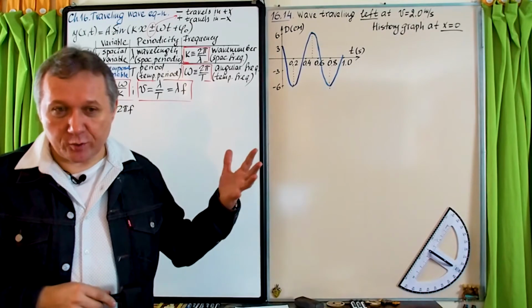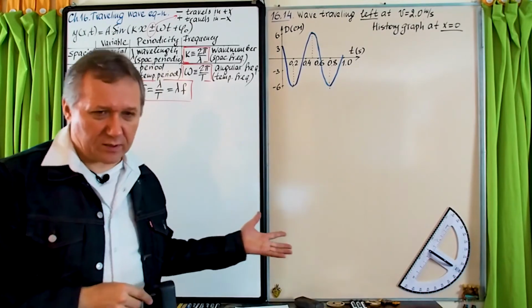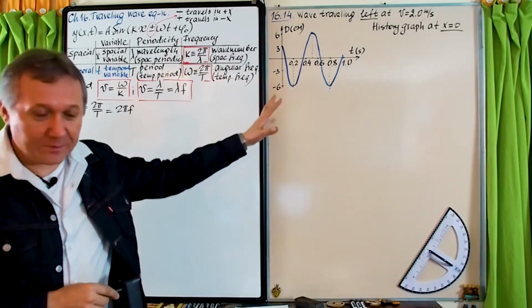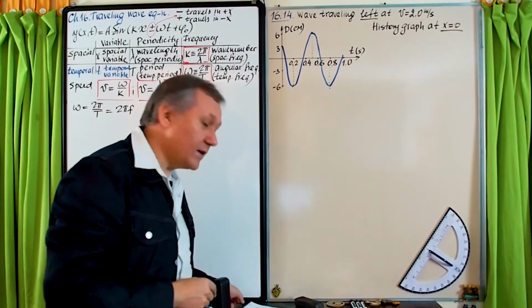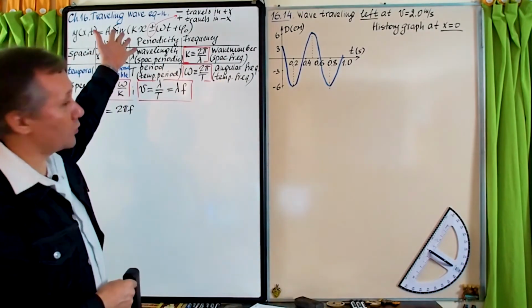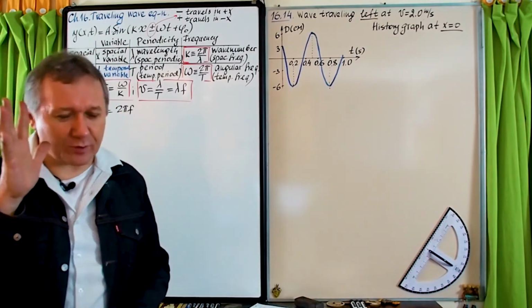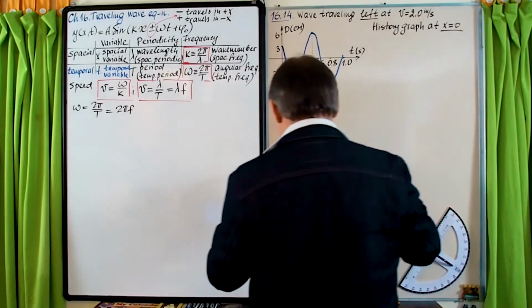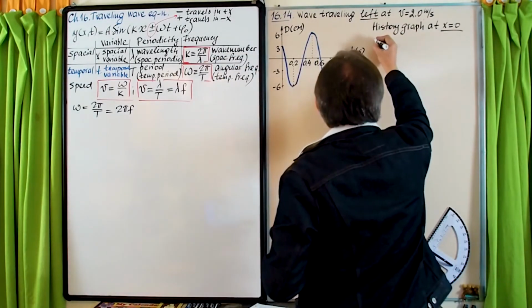And now we just need to answer a bunch of questions. They are reasonably simple. And then at the end, we will write the equation of motion. Oh, not the equation of motion, the traveling wave equation. So let's start with part A.